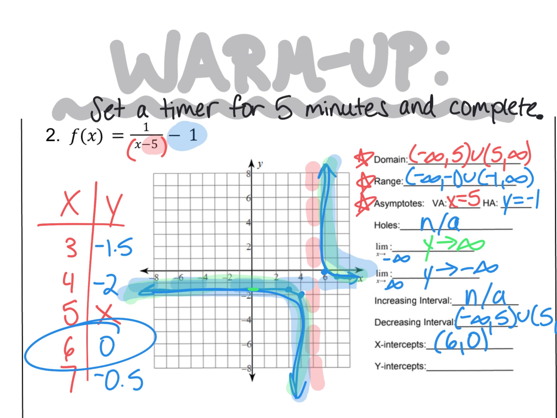But the good news is, if I'm looking for a y-intercept, that's when x is 0. So I can just plug in 0 for x, which happens to be pretty easy here. I just do 1 divided by 0 minus 5, minus 1. When I plug 0 into my function, I get negative 1.2. Okay, so that is how these work. Get that copied down, and we're jumping right into 4.6.